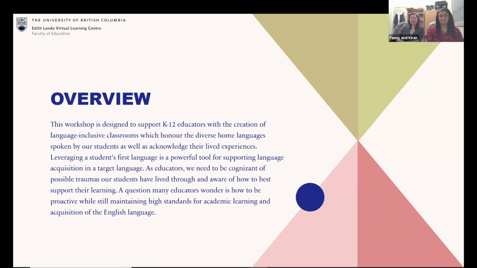And as educators, we need to be aware and keep in mind that some of our children may have experienced trauma or may be experiencing trauma right now. We want to keep that in mind while we're supporting them, so they can learn the best that they can, reach the high academic standards, and learn English.